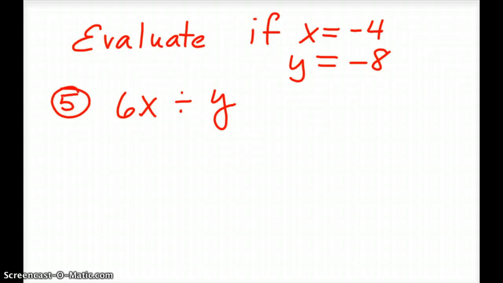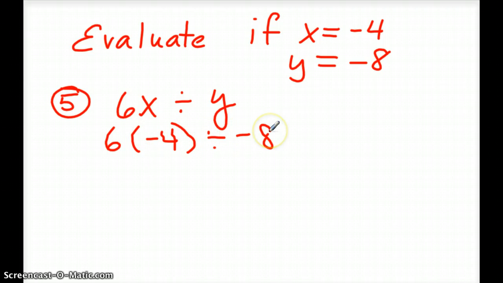All right, so now, instead of x, I'm going to write 6 times a negative 4 divided by negative 8. And order of operations tells me to go left to right. So I have 6 times a negative 4, which is what, Mr. Pansini? Negative 24. Very good. Negative 24 divided by a negative 8.